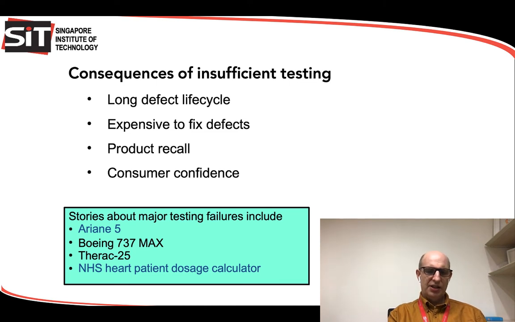The National Health Service in the United Kingdom has had quite a long string of software failures. This one that's mentioned down here is a heart patient dosage calculator. It's an automatic tool that ran on doctors' PCs. You put the patient details in, and it would tell you the dosage of heart medicine to take for people who have heart failure or heart disease. And it got it wrong for years. Thousands of people took the wrong dosage of medication. Many people died because of this.